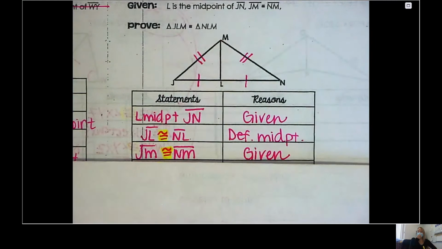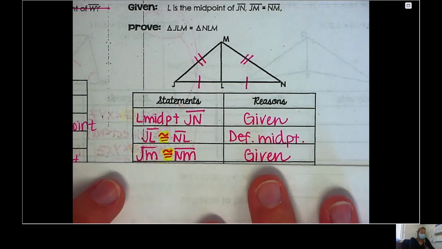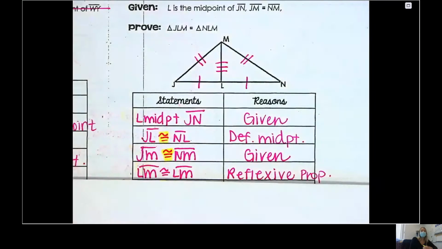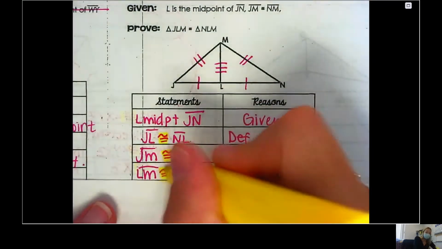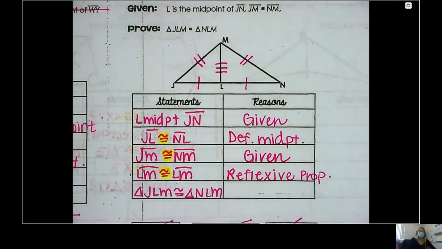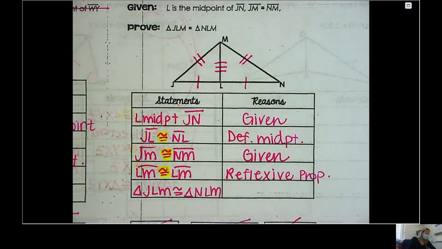All right, I've got two pieces of information. I need one more piece of information. What is my final piece of information? LM equals LM. It's congruent. How do you know that? Reflexive property. Very nice. This third piece is equal to itself. It's a shared side. So now that you've got a shared side, your final statement, because you have three things highlighted, is what? Good. Your final statement is your proof.